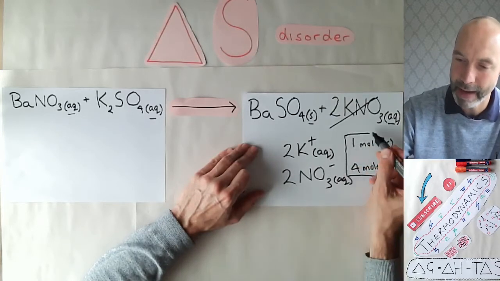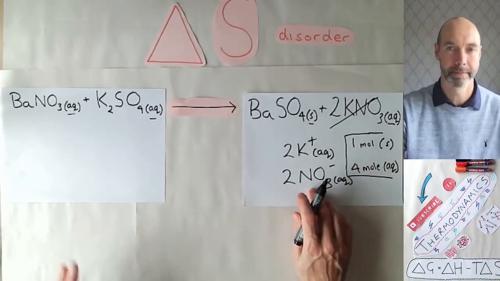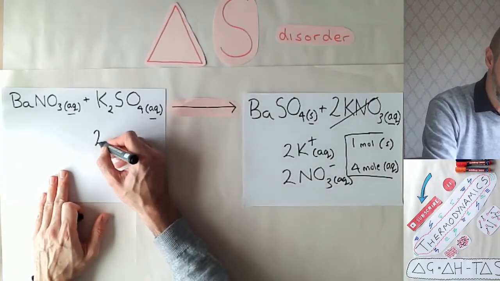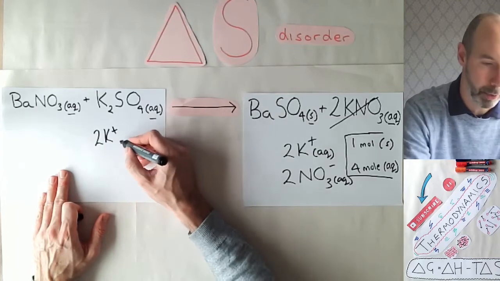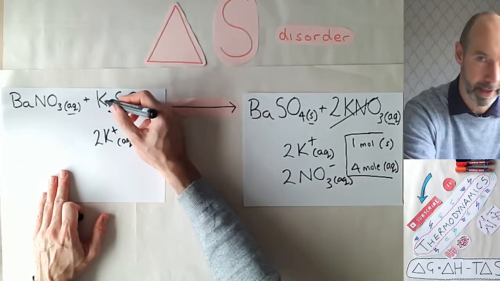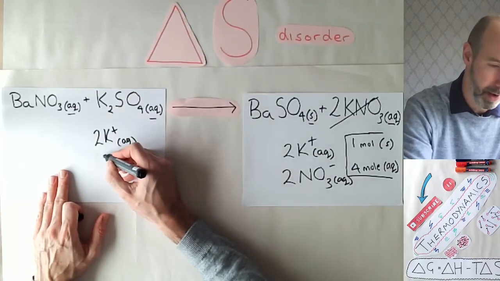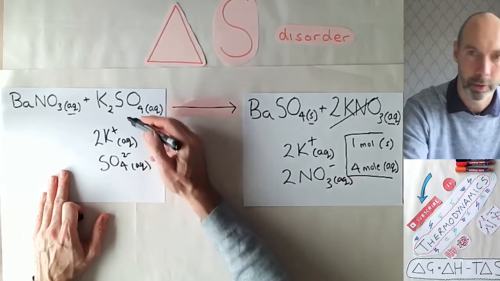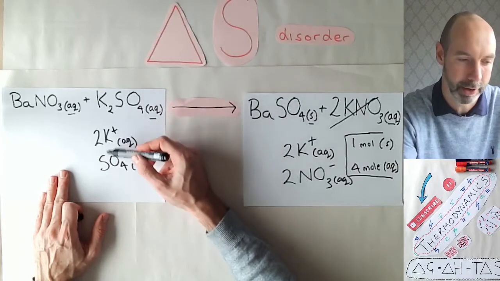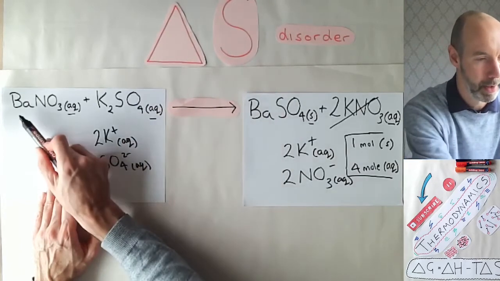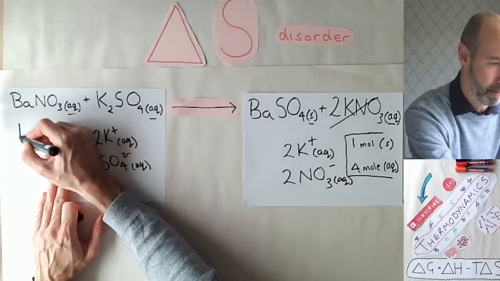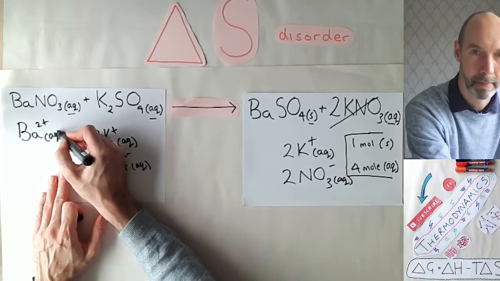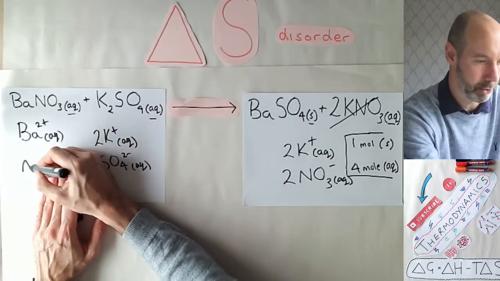So how does that match up against the left hand side? Okay, left hand side we've got our 2K+ aqueous from the K2SO4. That also contains an SO4 2- aqueous. So K2SO4 contains 3 aqueous ions. Ba(NO3)2 contains a barium ion and a nitrate ion.